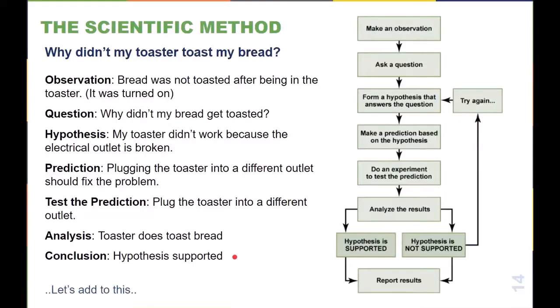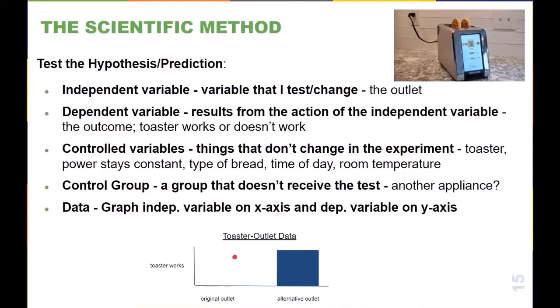Now we're going to add to this. Since this is college after all, we're going to add some things in, and those are going to be different variables in the experiment part. So the test of a hypothesis or prediction. During our experiment, we're going to have to define some variables. The independent variable and the dependent variable are in just about every experiment, at least every experiment that you can test. The independent variable is the variable that I test or the variable that I change.